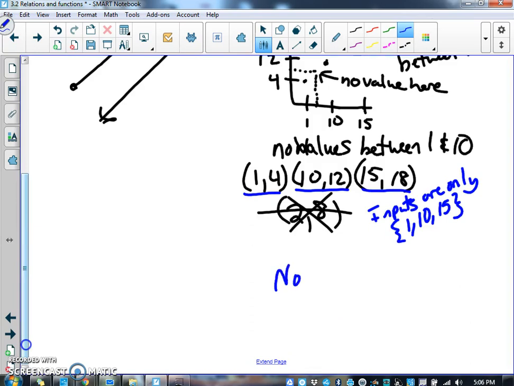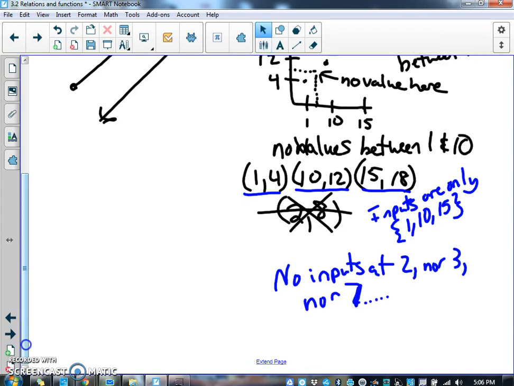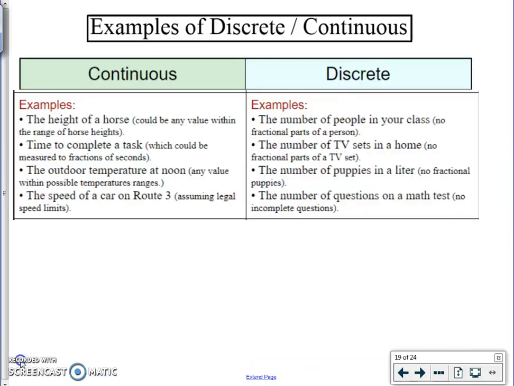There are no inputs at 2, nor 3, nor 7, and etc., etc. No values between 1 and 10 that exist. None between 10 and 15. That is the difference between continuous and discrete. These are some great examples of continuous and discrete graphs.